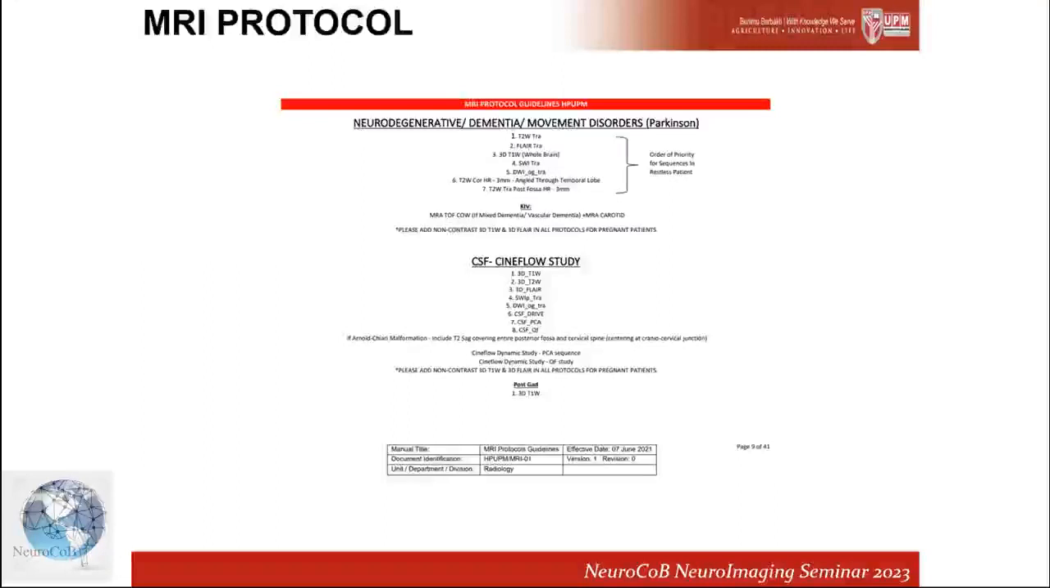So this is our MRI protocol in our hospital. This is what we do for all the neurodegenerative diseases. That's why the indication for MRI is very important, because if our radiographer looks at the indication, they will follow the guidelines that we have. This is for neurodegenerative; we have another for infection, another for tumor. So that's why the indication needs to be clear.